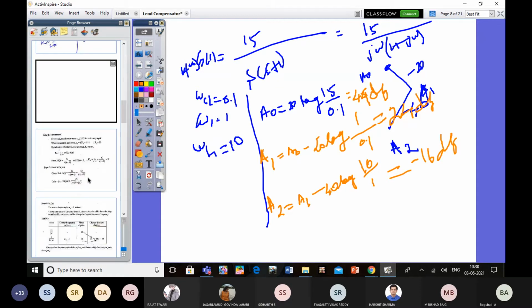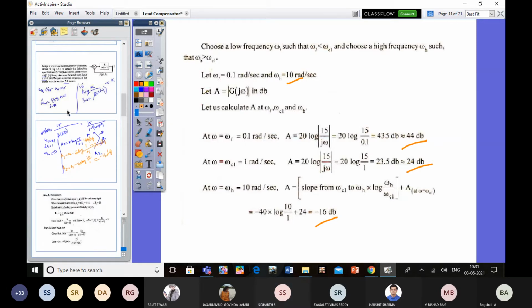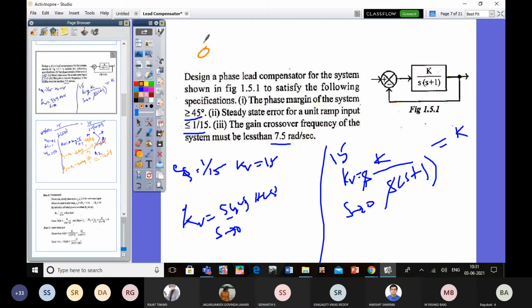Okay, you can see the answers: 44 dB, 24 dB, and since omega H is chosen as 10, minus 16 dB. Yes, sir. Okay. So can we determine what is the phase angle? What is phi?